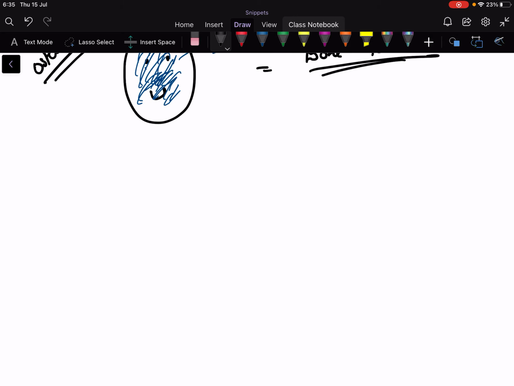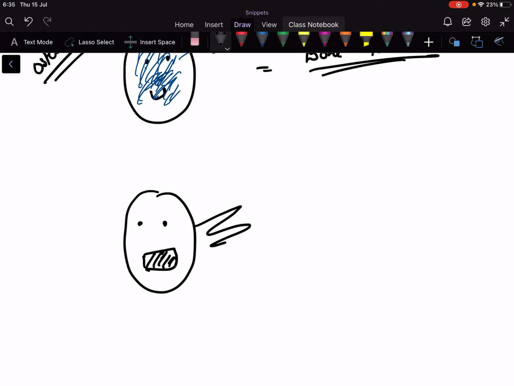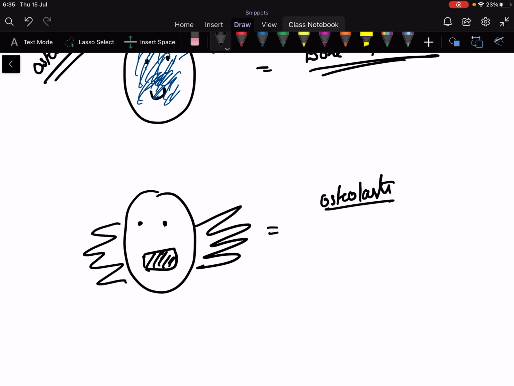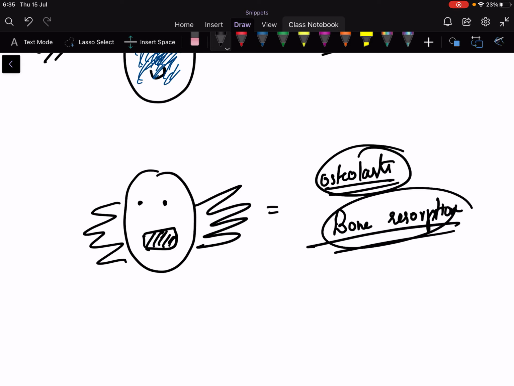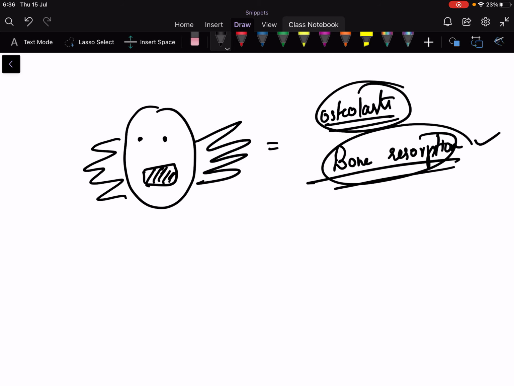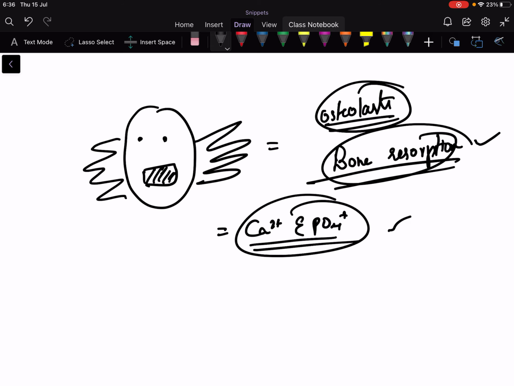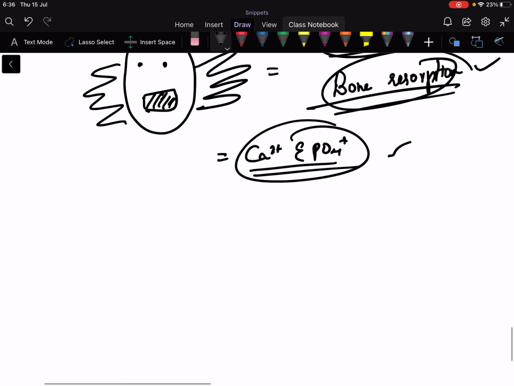But next we will talk about osteoclasts. These are very dangerous and they have these long claws on them. That's why they are called osteoclasts. And what these osteoclasts do is break the bone, or we simply call it bone resorption, okay. They help in bone resorption because with these claws they break the bone. And when the bone is acted upon by the osteoclasts, they release calcium and phosphate from the bone. Okay, so these are osteoclasts. How this is happening we will see.